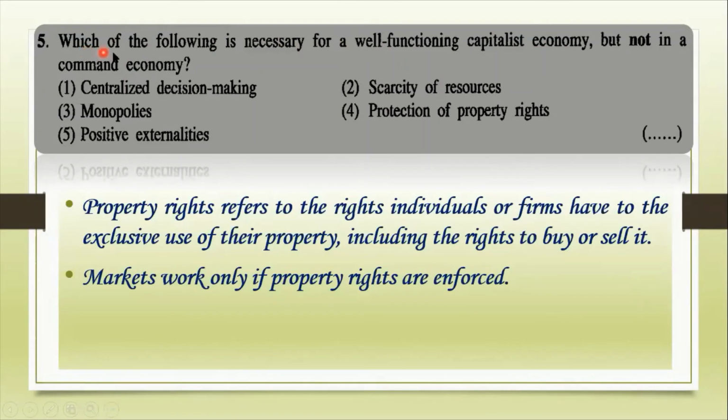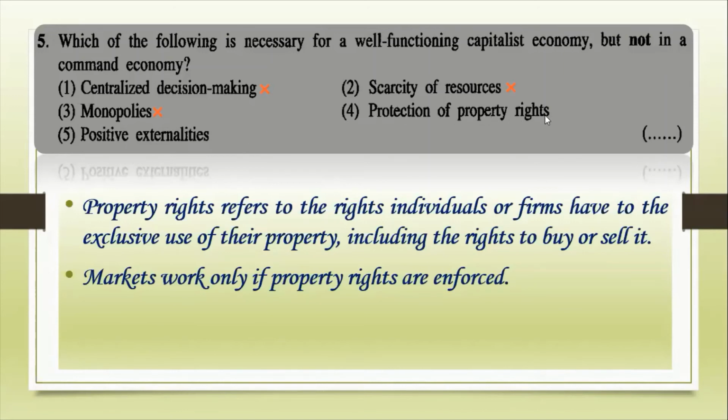Question number 5. Which of the following is necessary for a well-functioning capitalist economy, but not in a command economy? We will check. Centralized decision making should be there in a command economy to function well. Scarcity of resources, whatever the economy it is, is common to all economies. We can't take this. Then monopolies can be seen in market economies as well as command economies. In command economies, government monopolies can be seen. This one will not support the well functioning of a capitalist economy.